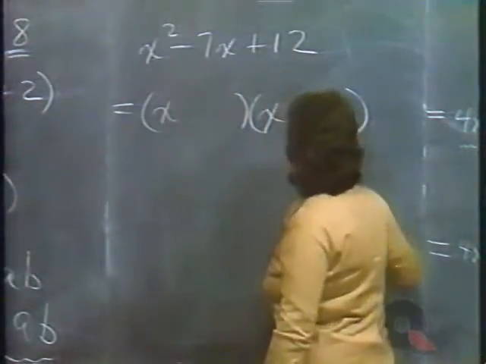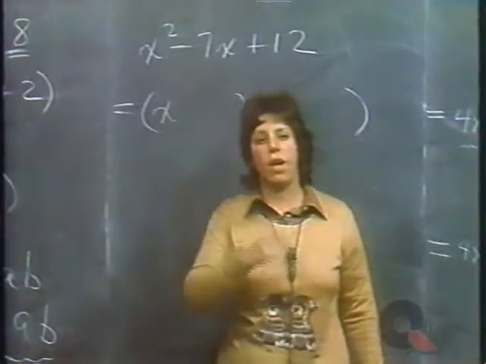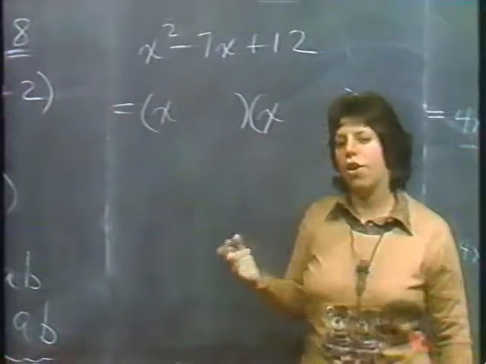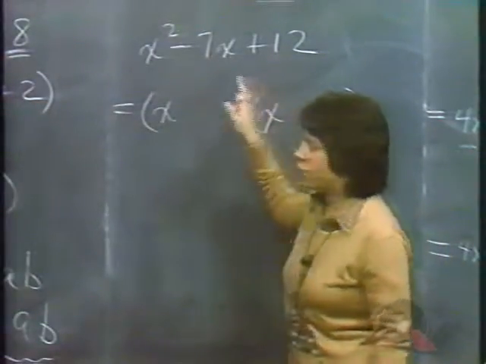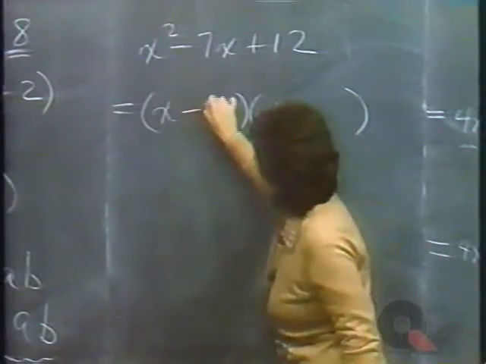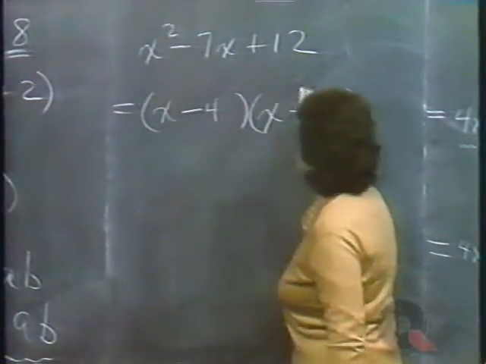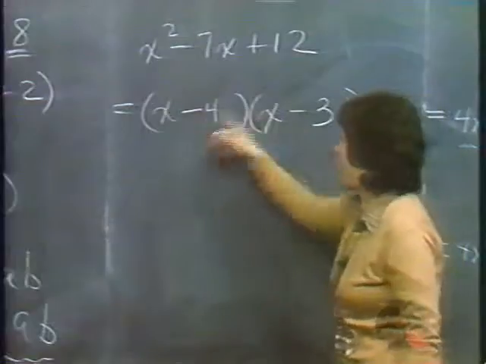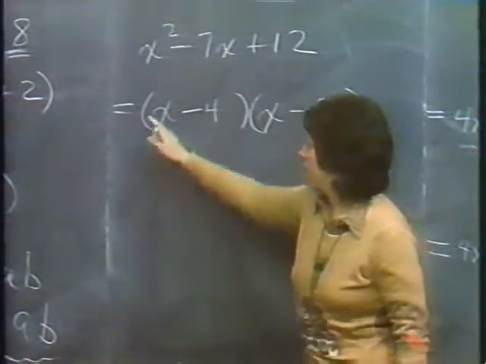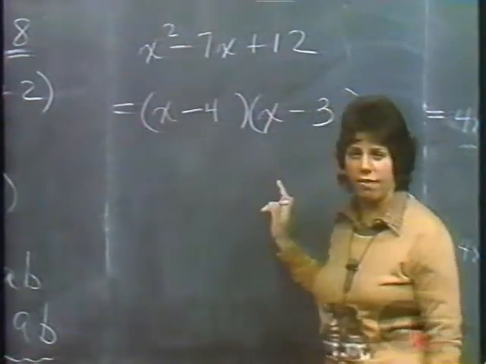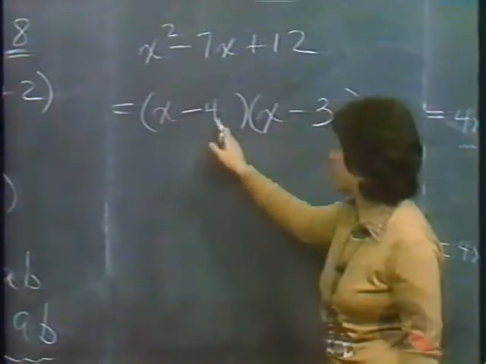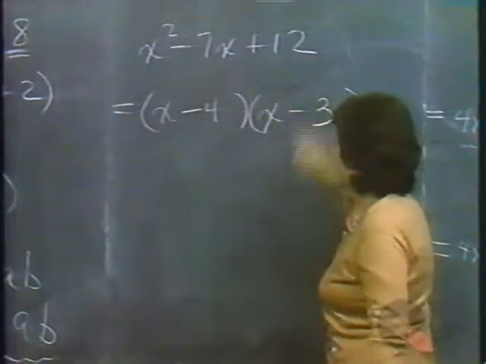Now you look for numbers that multiply to 12. You can make 12 of 12 times 1, 6 times 2, 4 times 3. 4 and 3 seem to be the best choice, since if you put in the minus 4 and the minus 3 here, minus 4 and minus 3 multiply to plus 12, they add to the minus 7. Checking by FOIL, and you should always check your factoring by multiplying out: x squared minus 3x minus 4x for the minus 7x plus 12.